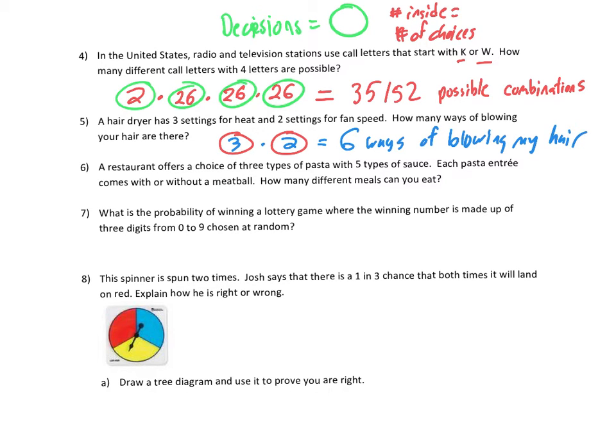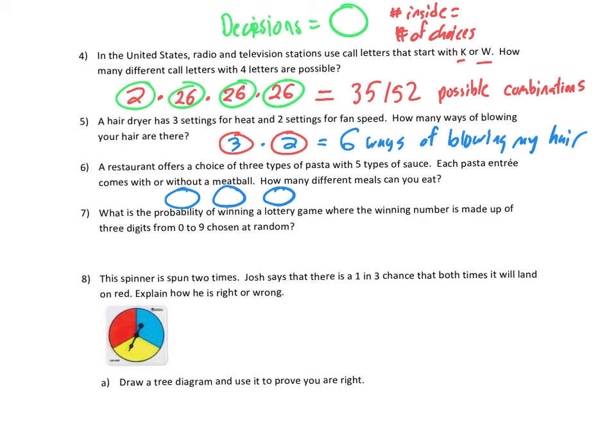All right. A restaurant offers a choice of 3 types of pasta with 5 types of sauce. Each pasta entree comes with or without a meatball. How many different meals can you eat? So we're trying to figure out, all right, how many decisions am I going to make? I have to decide what kind of pasta. I have to decide what kind of sauce. And I also have to decide with or without a meatball.